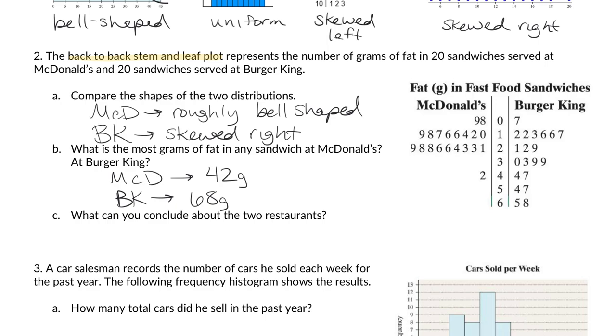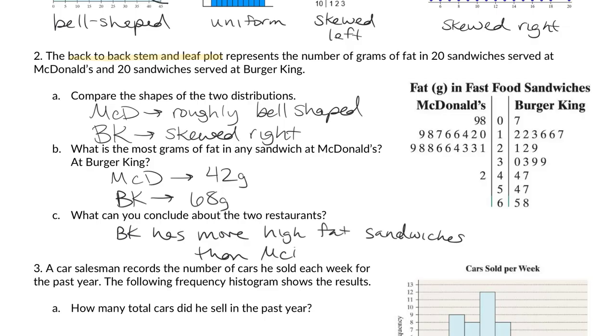Okay, so I liked one of the responses. The response I liked was that Burger King has more high-fat sandwiches than McDonald's. We cannot go so far as to say that McDonald's is healthier because we're just looking at information about the fat content of the sandwiches. I know our brains are trying to make that jump, but what does this data say? This is the only thing the data says because it tells me about fat content, so I respond about fat content.